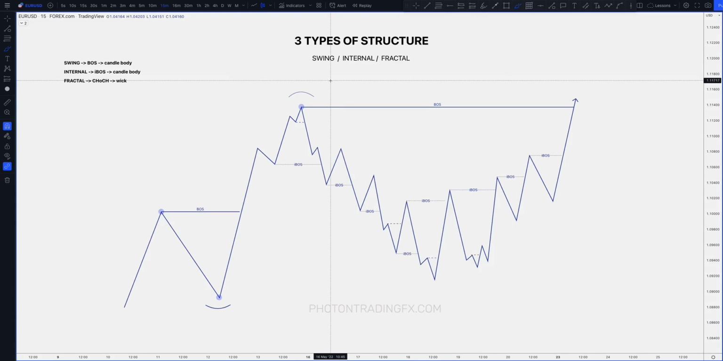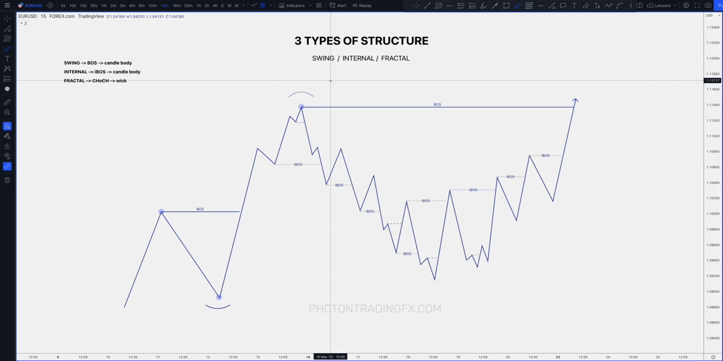Whilst that still remains true and is still the way we will define it, we're now breaking up that internal structure into two separate pieces of structure with two different names, just because it makes a lot more sense to do this, and you'll see why as we go through it. So swing structure is exactly the same. Now, that internal structure we are going to have two types: one we're still going to call internal, and one we're simply going to refer to as fractal.